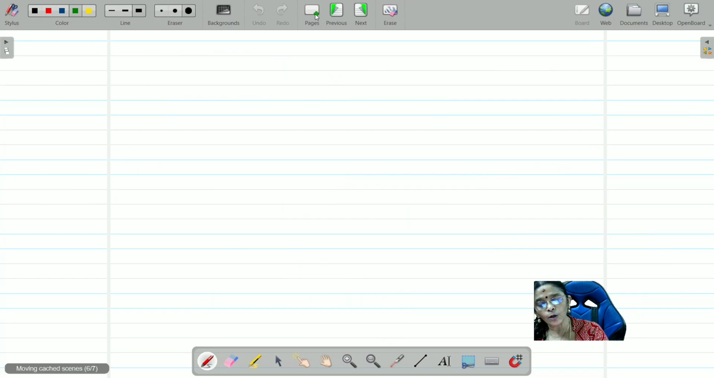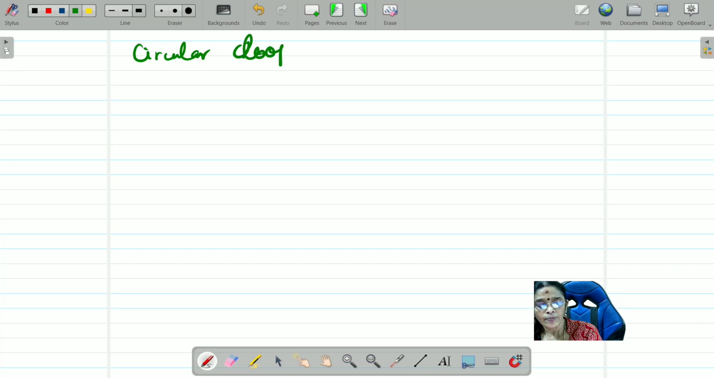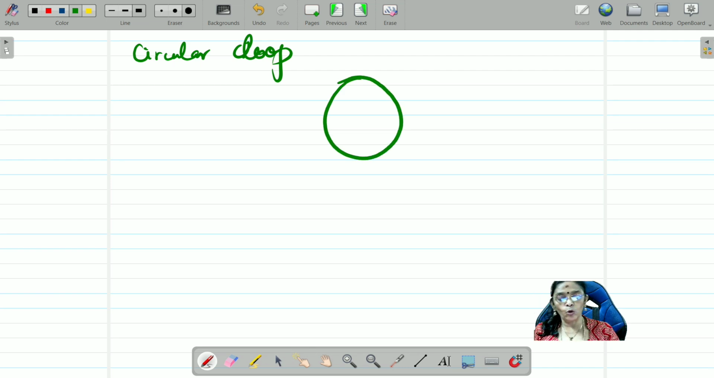What about the circular loop? A circular loop carrying current. So this is a circular loop. I have taken a loop, and in this loop, current is flowing in the clockwise direction. Use the right hand thumb rule.